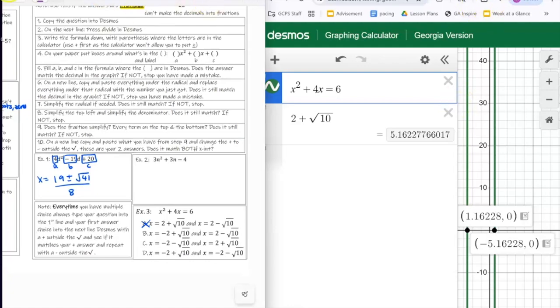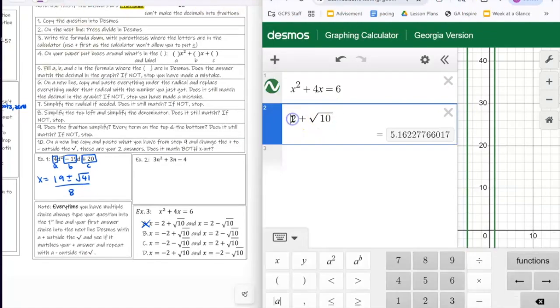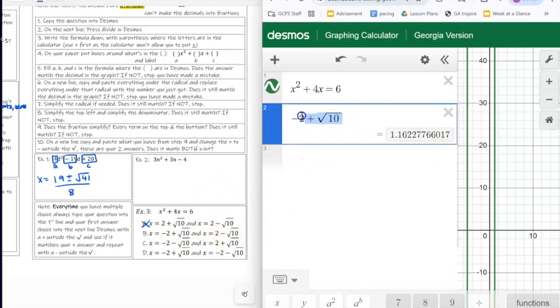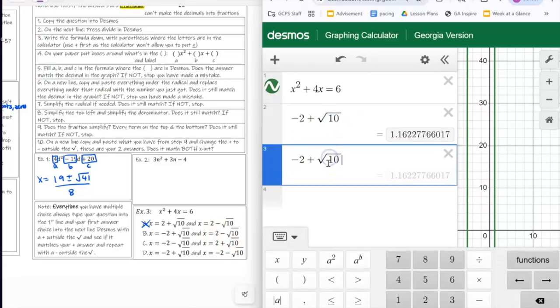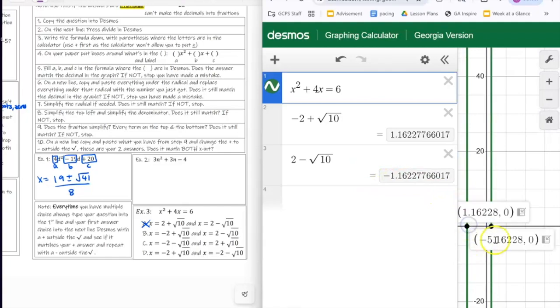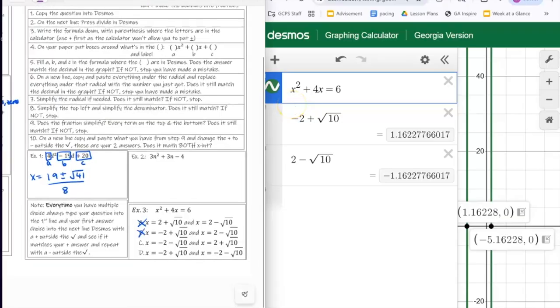All right, let's try negative 2 plus radical 10. So negative 2 plus radical 10. All right, so again, I'm going to click on it. Yes, that matches this one, 1.16228, because they've rounded that 7. All right, but it now needs to match the second one, which is 2 minus the square root of 10. So I'm going to leave that one up there, and I'm going to go here. It's going to be positive 2 minus radical 10. Okay, does that match the other one? No, because it needs to be negative 5.1. So this is also not the answer. So it has to match both in order to be the answer.